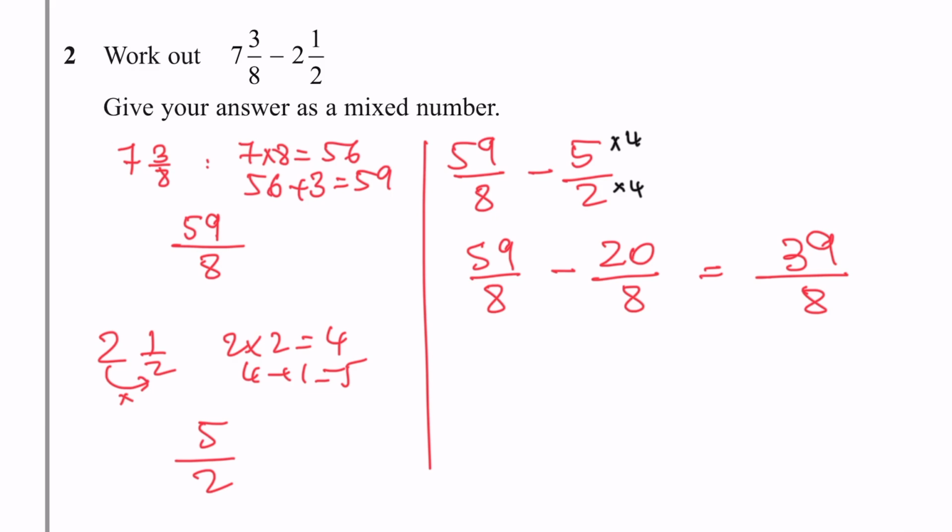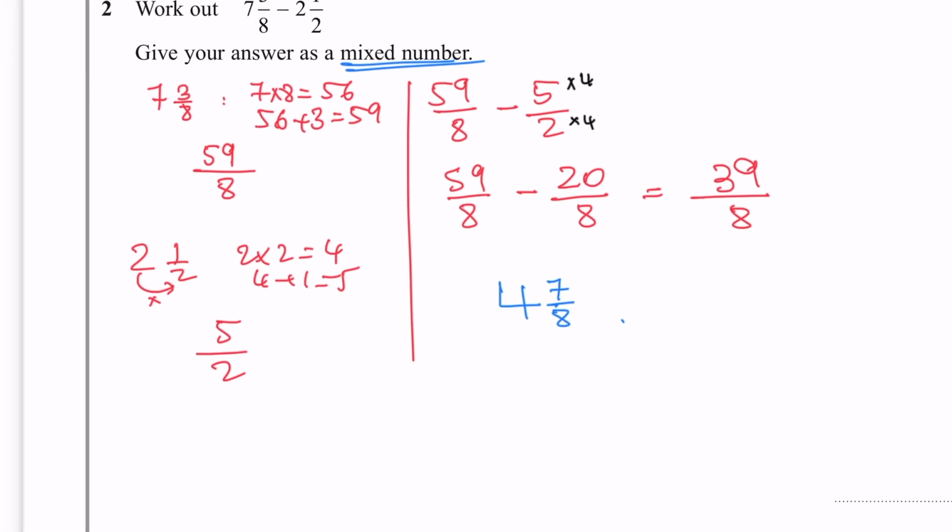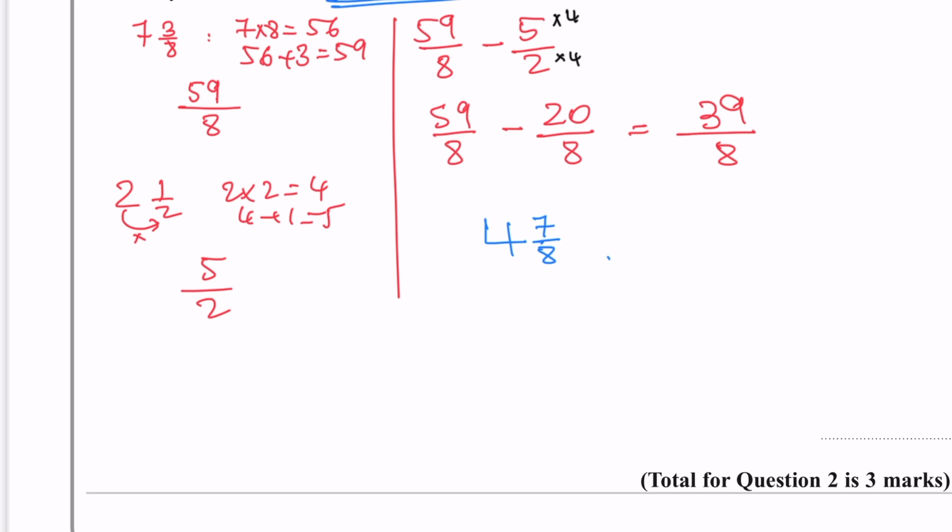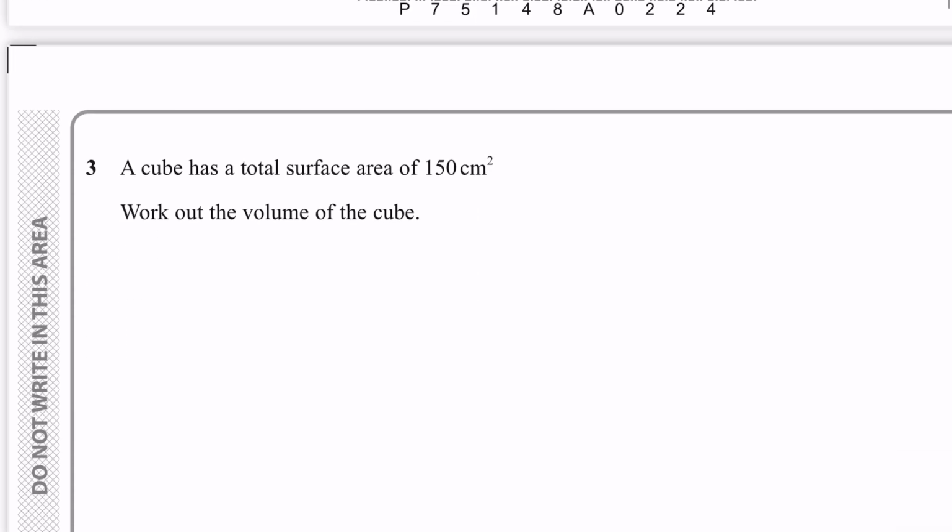So don't forget, you have to give your answer as a mixed number. So you have to divide 39 by 8. How many times does 8 go into 39? It's 4, because 4 times 8 is 32, and then 7 left. 39 take away 32 is 7 over 8. All right, so this is the answer for the second question, 4 and 7/8. Okay, right, move on to question number 3.